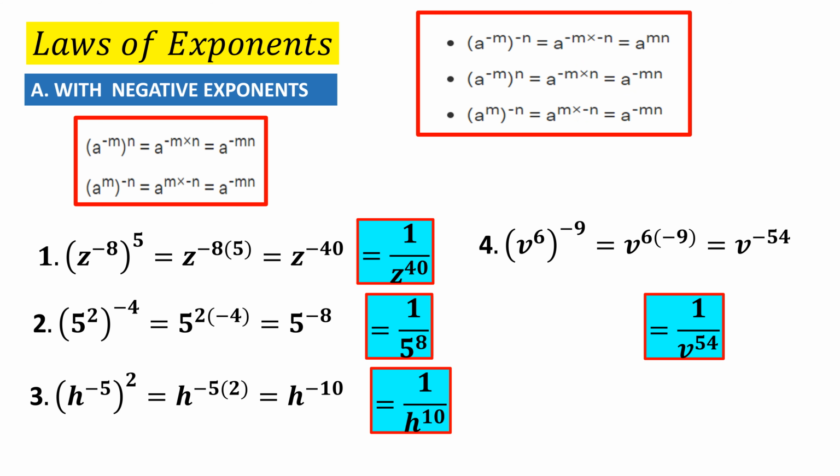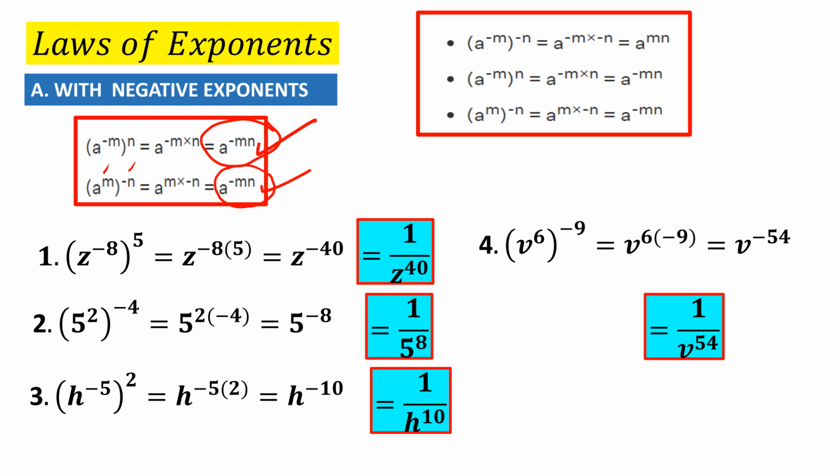Okay, let us have another case. What will happen if the exponent in the inner part is negative and the outer is positive, or the inner exponent is positive and the exponent outside is negative? The same process that we did, we simply multiply the negative m and the n in this notation, as well as in this notation. But you have to remember that when multiplying different signs, we always come up with a negative product.